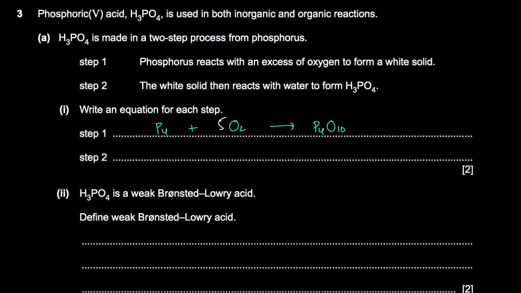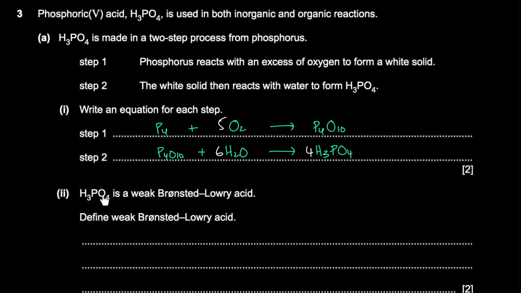And then the P4O10 reacts with H2O to form phosphoric acid, so that's H3PO4. You have 4 phosphorus on the left, so you're going to have 4 phosphorus here. And then you have 12 hydrogens here, so you're going to have 6 H2O.